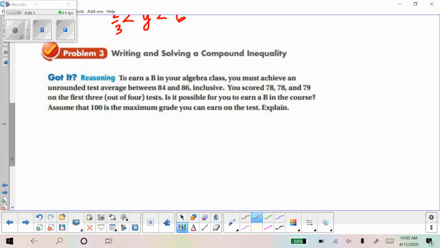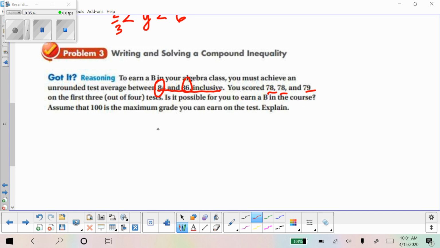We're going to write and then solve the compound inequality here. It says to earn a B in your algebra class, you must achieve an unrounded test average between 84 and 86 inclusive. That means 84 and 86 are included, which means you have to use an equal sign with your inequality. So you scored a 78, a 78, a 79 on the first 3 out of 4. Is it possible for you to earn a B in the course?